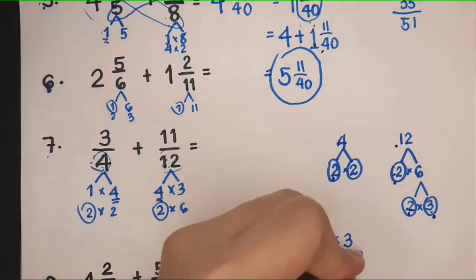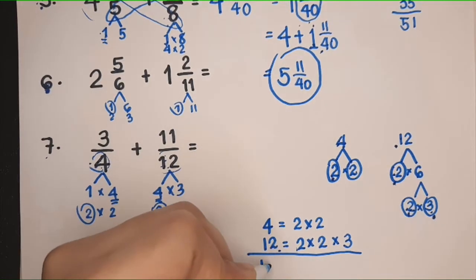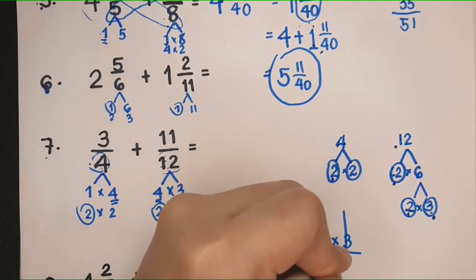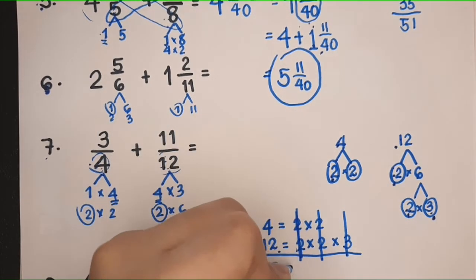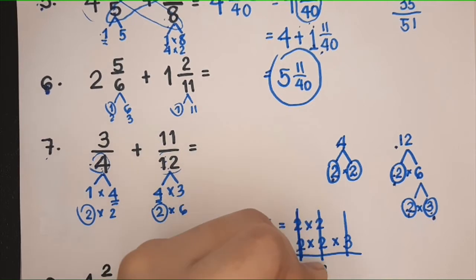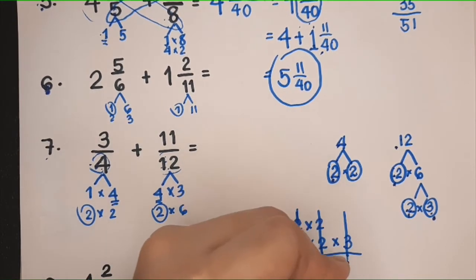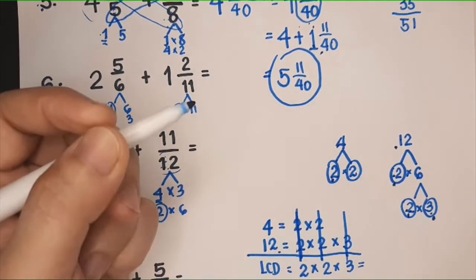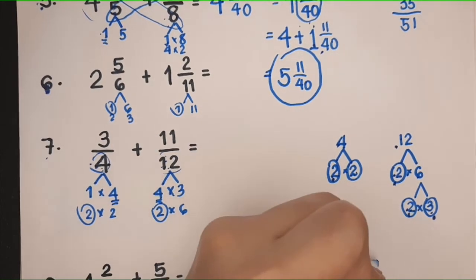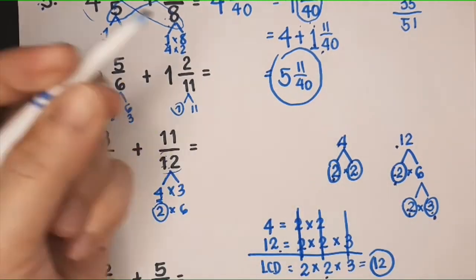So, to get the LCD, you bring down all the columns. Okay? So, ito, bring down natin yung column for unang 2, and then you bring down this column, and then you bring down this column. Okay? So, the LCD is 2 times 2, 4. 4 times 3, 12. Okay?